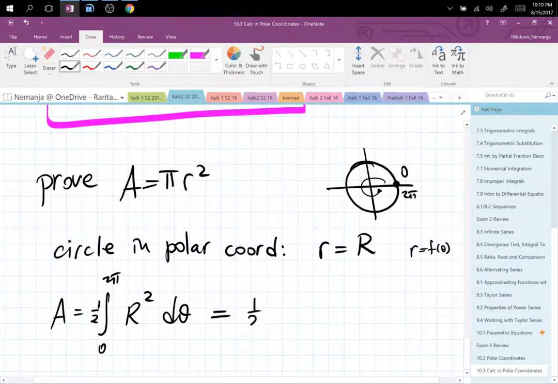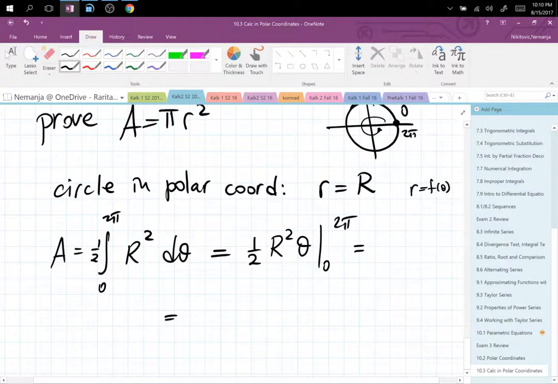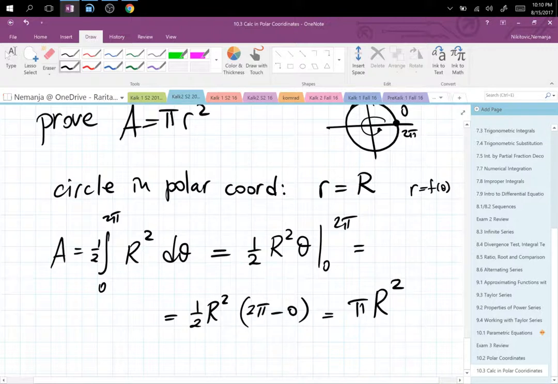Once we integrate this, we get 1/2. The variable that you are integrating is theta. R squared is a constant. You get to copy R squared and then put theta from 0 to 2 pi. And you quickly see what's happening here. 1/2 R squared, 2 pi minus 0. One-half and 2 pi cancel, and you got your pi R squared. So this is the proof that the area of the circle is pi R squared, and we use the formula.